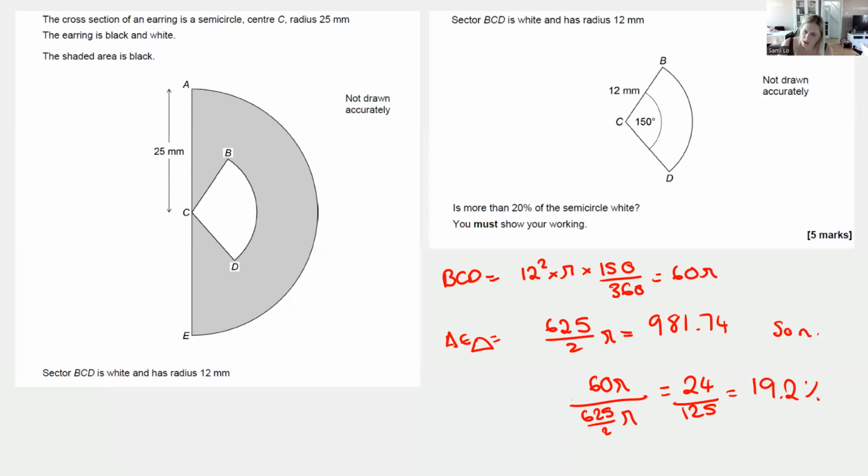So no. Obviously, you just write no. So that is areas of a sector and your arc length.